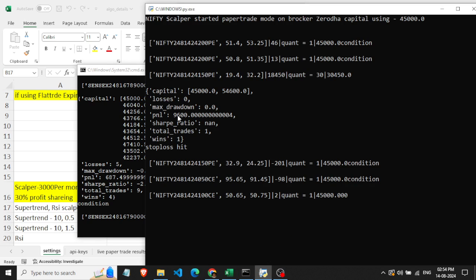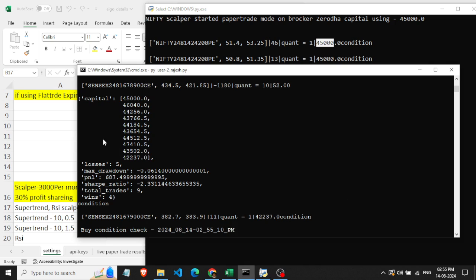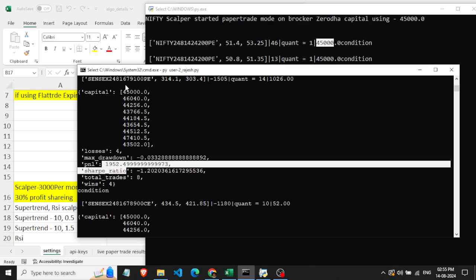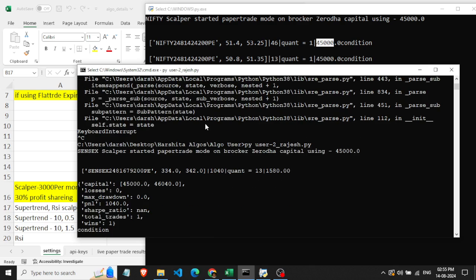Here we can see this is running for Nifty currently. This is in paper trade mode right now, running for the Zerodha broker, and it has taken multiple trades. In that, one trade went up to 18,000 rupees but exited with a PNL of 9,600, using capital of 45,000 only. This is really good actually, and this is for testing purposes. Again, I am running it for Sensex. This is also in paper trade mode only.